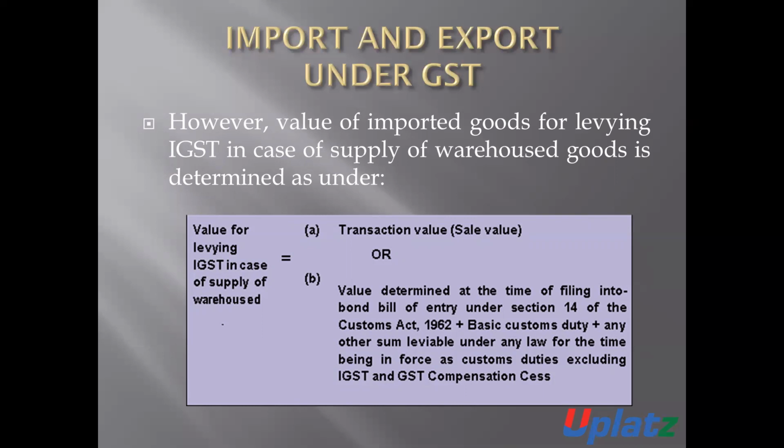The value of supply is equal to the transaction value or the value determined at the time of filing the in-bond bill of entry under section 14 of the Customs Act 1962, plus basic custom duty, plus any other sum leviable under any law for the time being in force as custom duty, excluding IGST and GST compensation cess. So this is the value on which IGST will be charged.